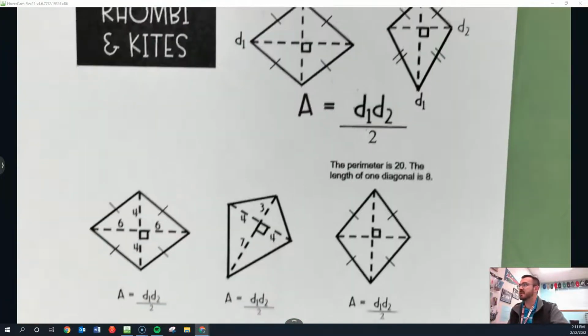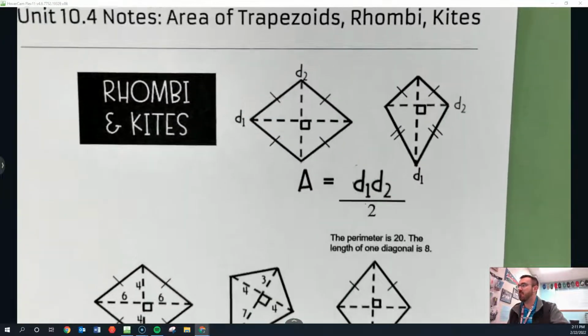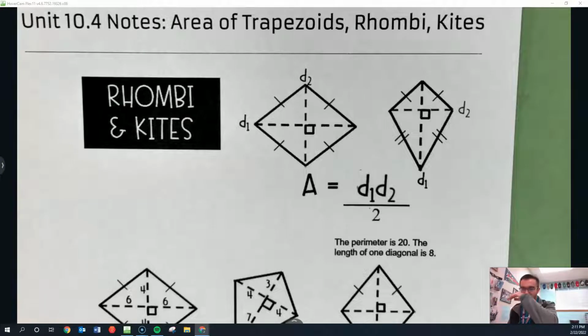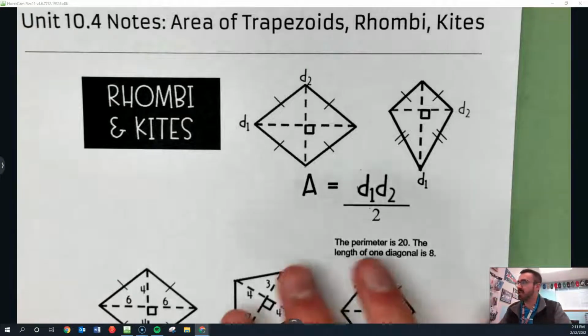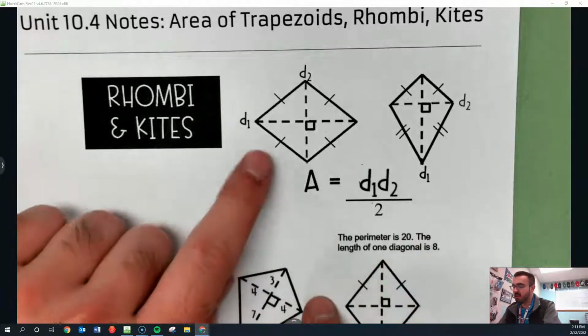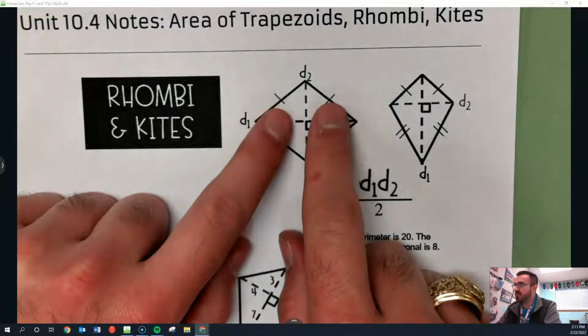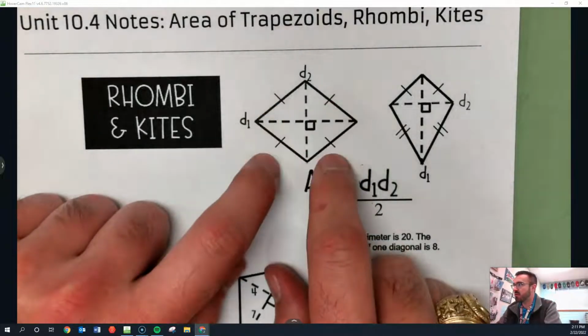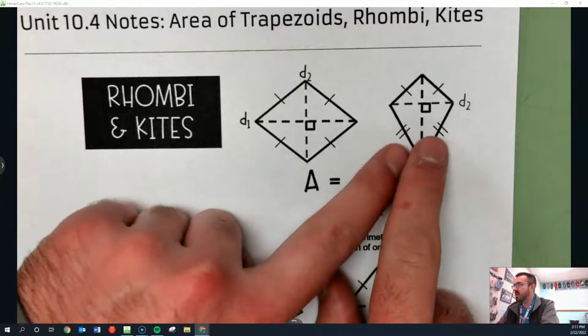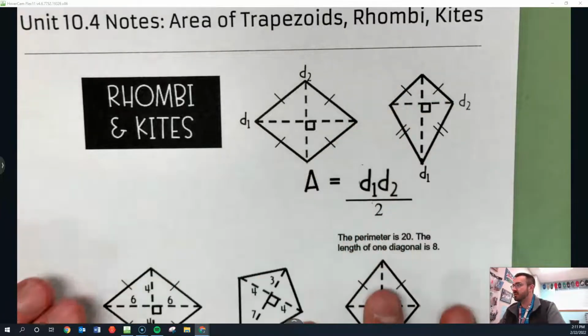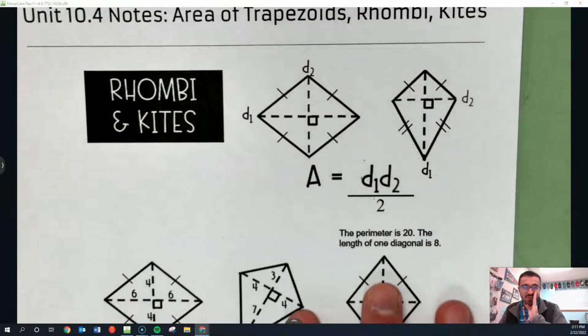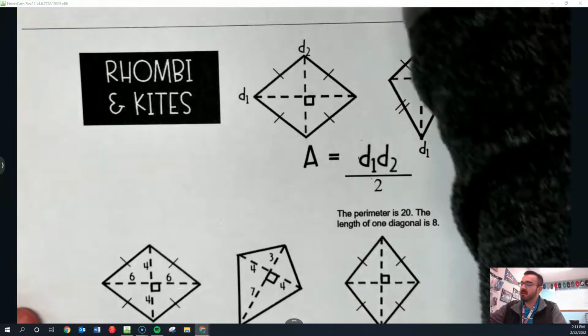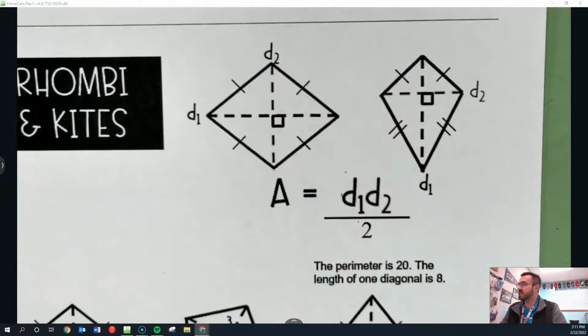We're going to talk about rhombi and kites. They have the same formula. The only difference between a rhombus and a kite is that rhombi always have all sides congruent. Kites, these two can be congruent and these two can be congruent. But it's the same formula, so you don't really have to worry about it. Okay, here's our formula. Area equals d1 times d2 over 2.